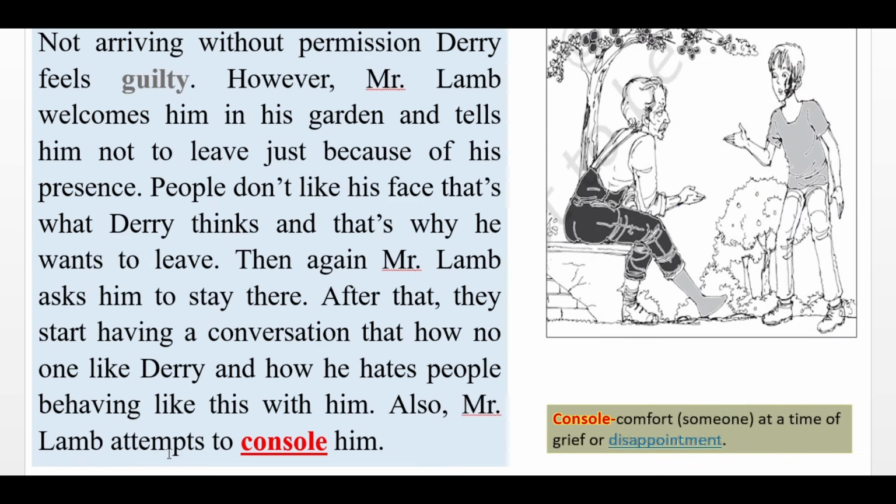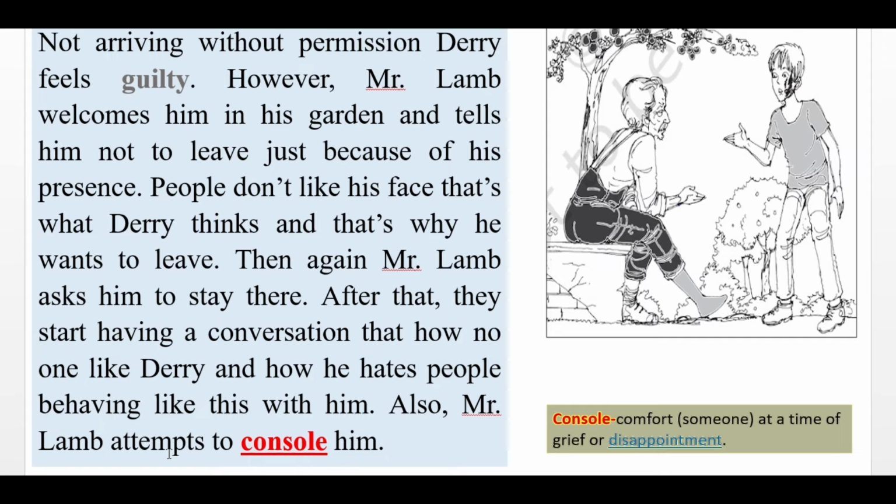Not arriving with permission, Derry feels guilty. Actually, Mr. Derry has come to the garden not with the intention of stealing something from the garden, but at the same time he also came out of his home without the permission of his mother. However, Mr. Lamb welcomes him in his garden and tells him not to leave just because of his presence.